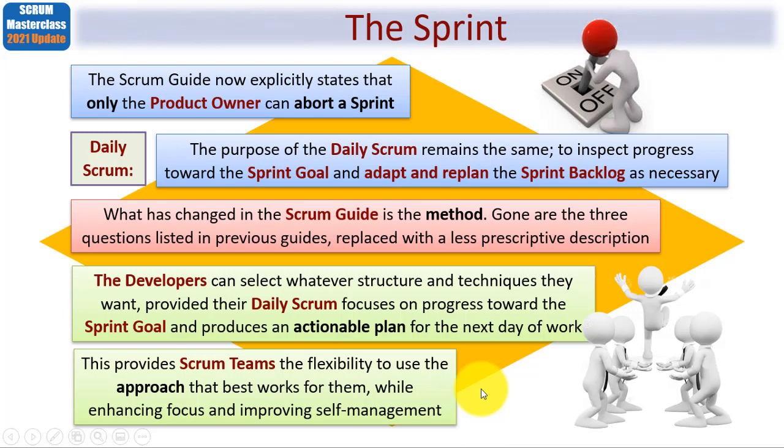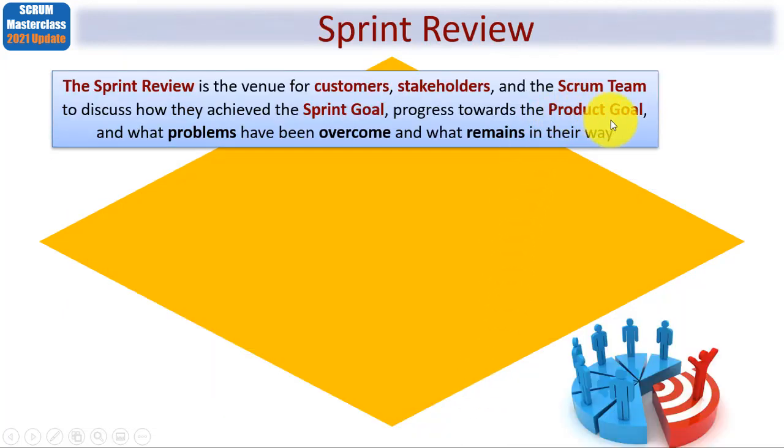Next we come to the sprint review, the demonstration as it often is. Now it's a venue for the customers, stakeholders and the Scrum team to discuss how they achieved the sprint goal and their progress towards the product goal. In addition, describing what problems have been overcome and what, if any, problems remain in their way. Remember, one of the values of Scrum is transparency.